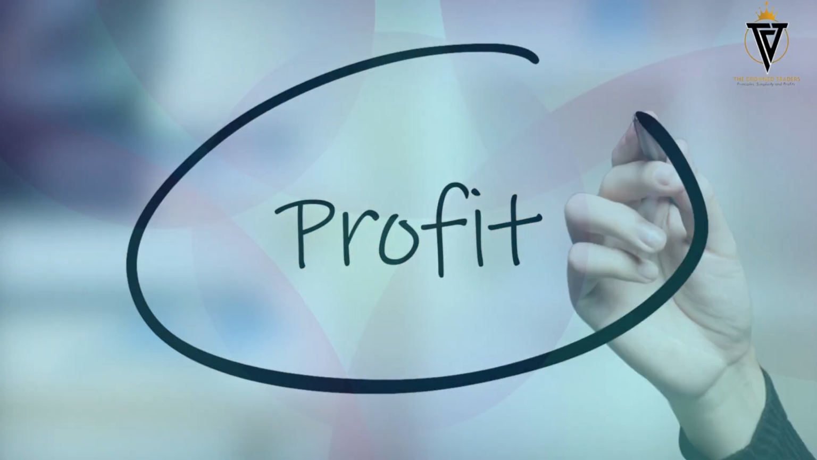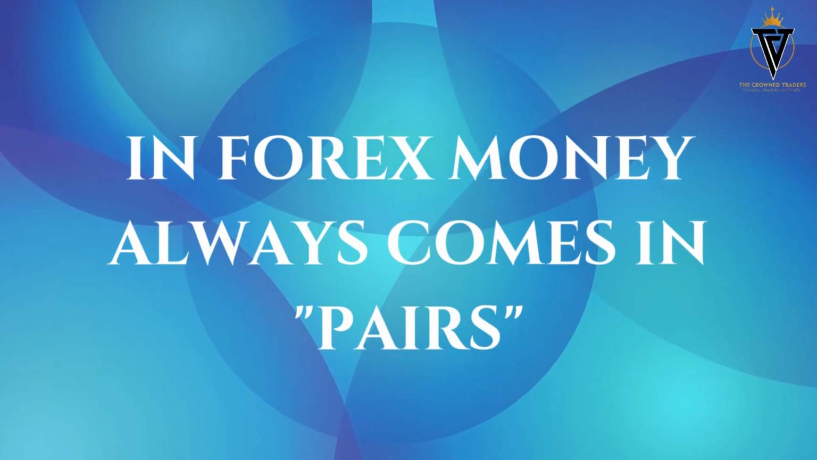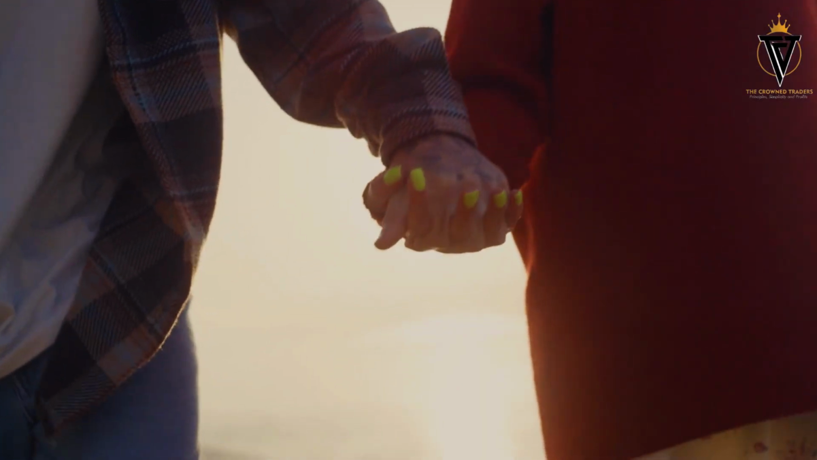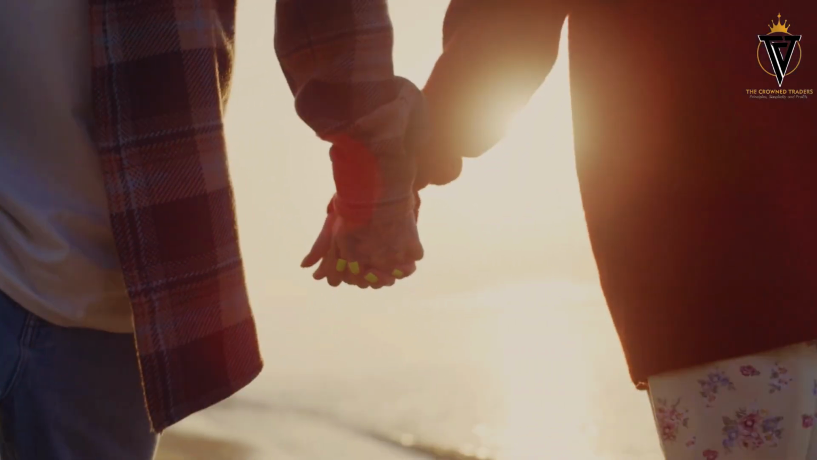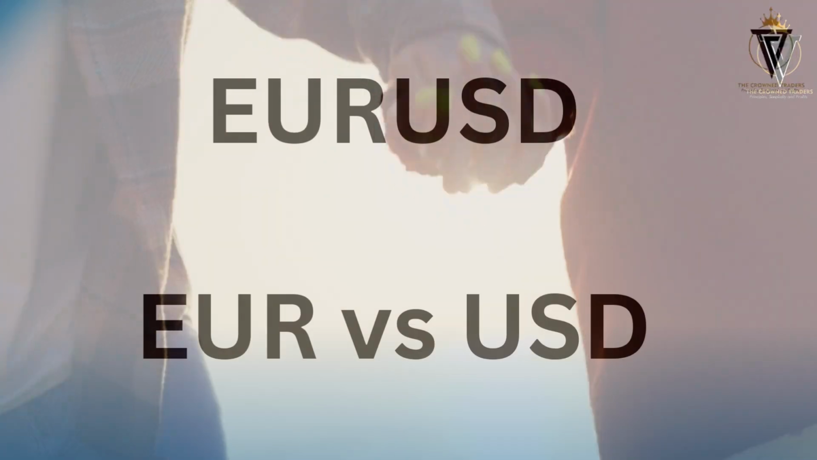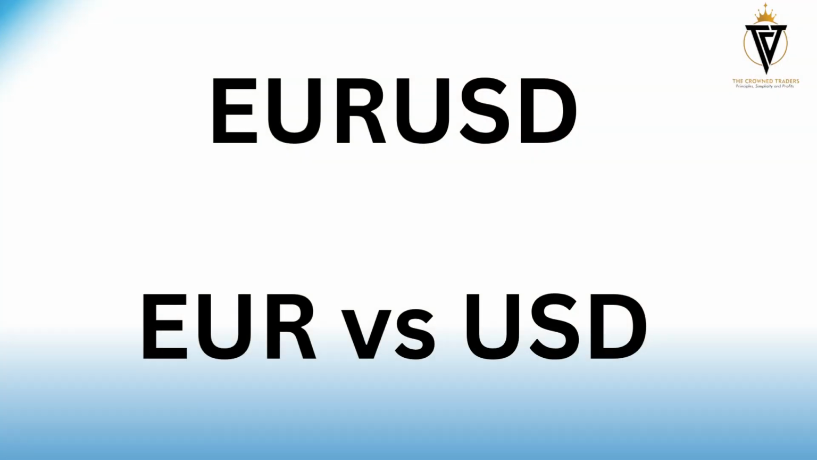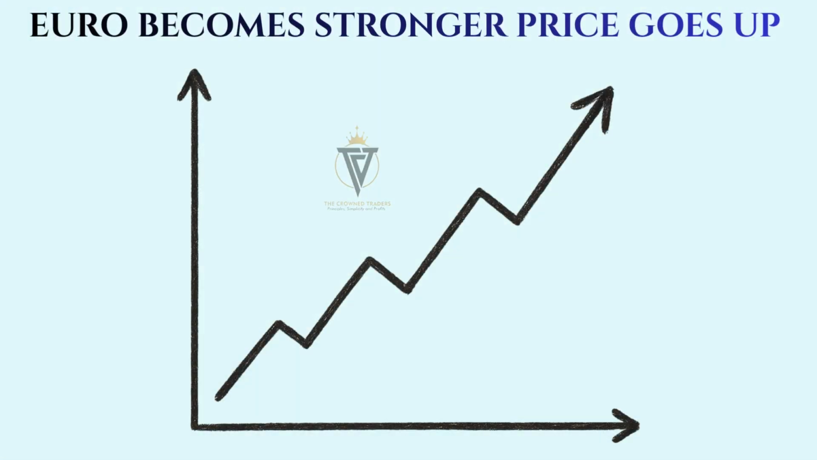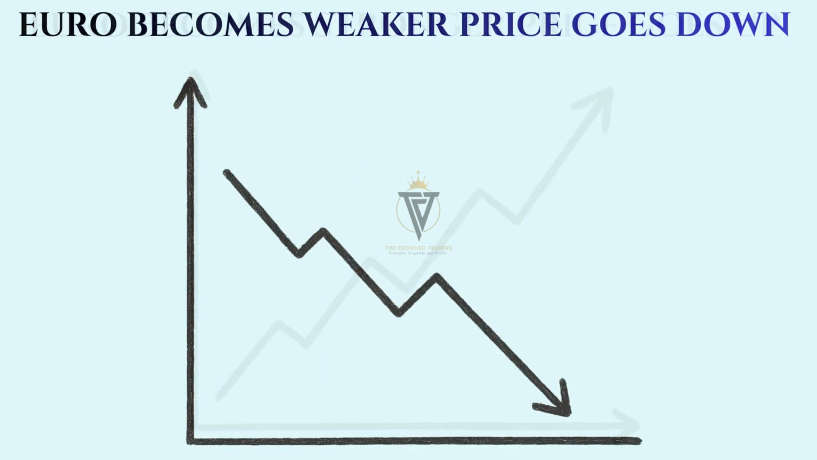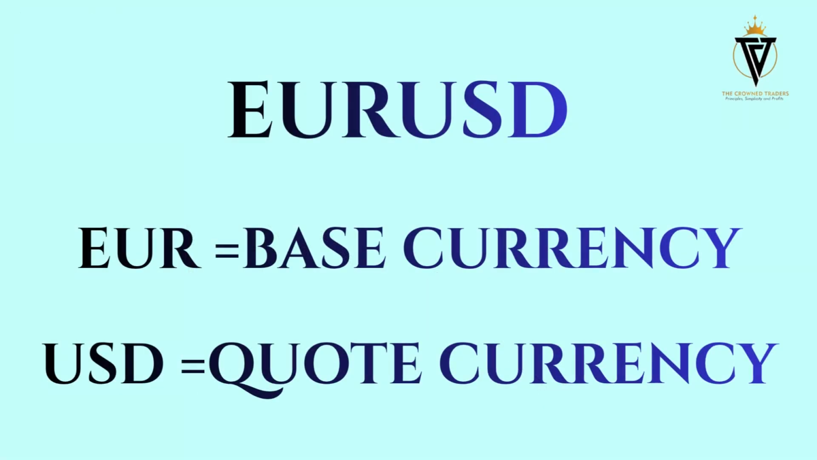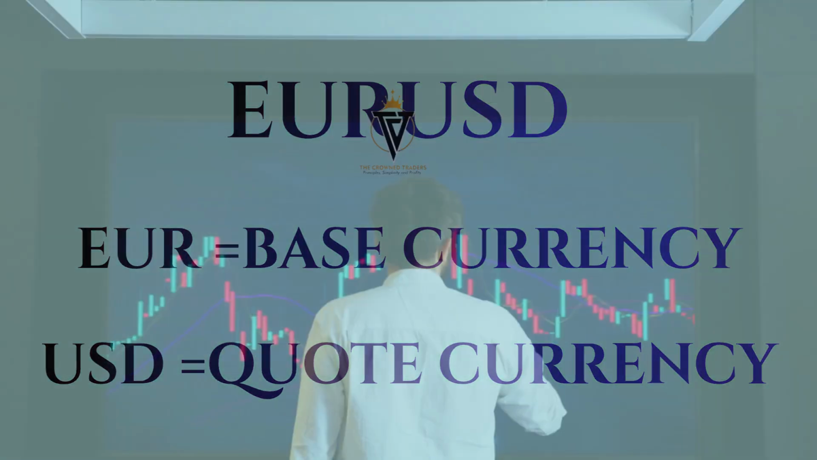You see? In Forex, money always comes in pairs. Think of it like two friends holding hands and moving together. So when one goes up, the other goes down. For example, Euro USD means Euro versus the US dollar. If the Euro becomes stronger, price goes up. If the Euro becomes weaker, price goes down. So in this pair, the Euro is the base currency while the USD is the quote currency.